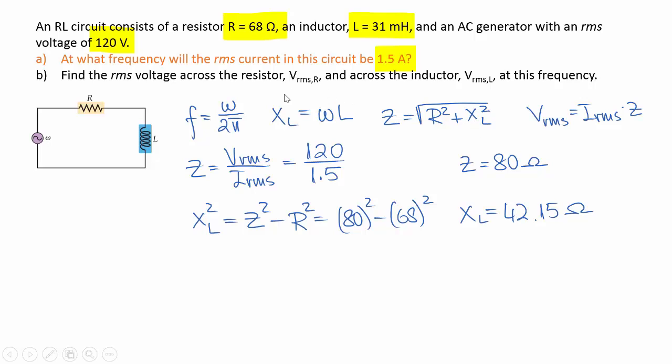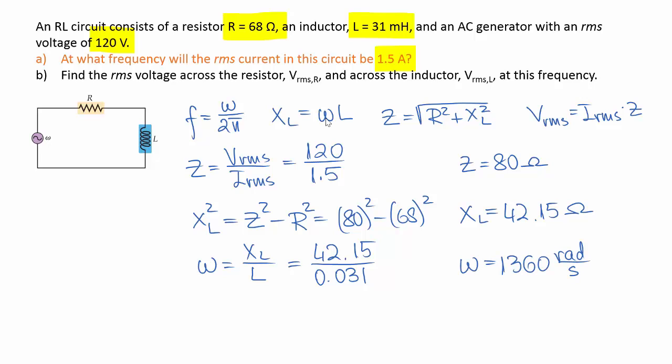Now that we know XL, we can go back to the next equation and find the angular frequency omega. Omega will be equal to XL divided by L. XL has a value of 42.15 ohms and the inductance L is 31 millihenry or 0.031 henries. And that gives us a value of 1360 radians per second for the angular frequency.